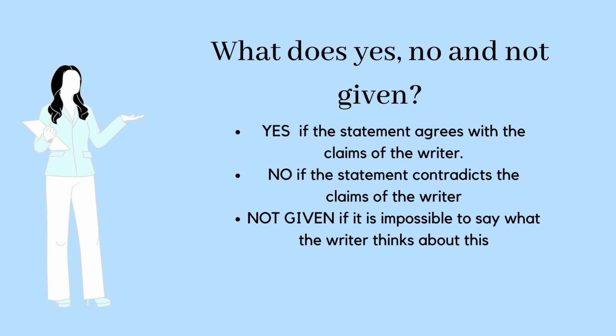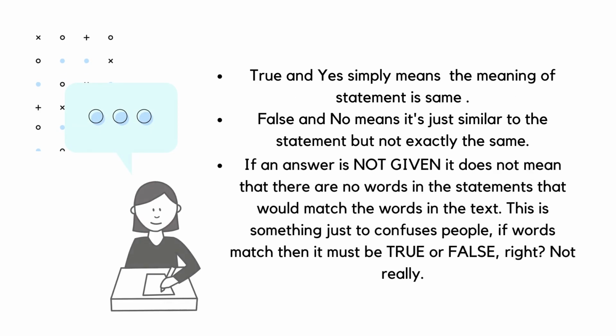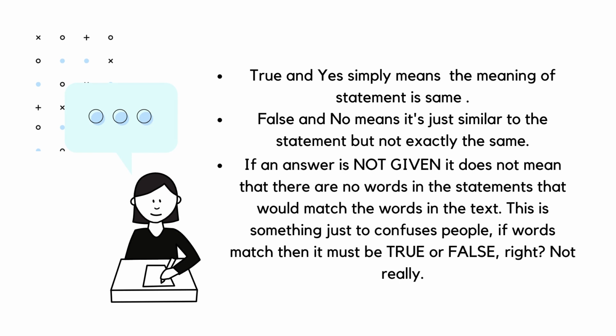Now, the not given option means the information is not found in the passage. If the information is not found or it is impossible to match the meaning of the statement, then the answer is not given. Moving on, true means that the meaning is the same, which is also the same as yes. Now, yes also means the meaning is the same. It is just similar to true.